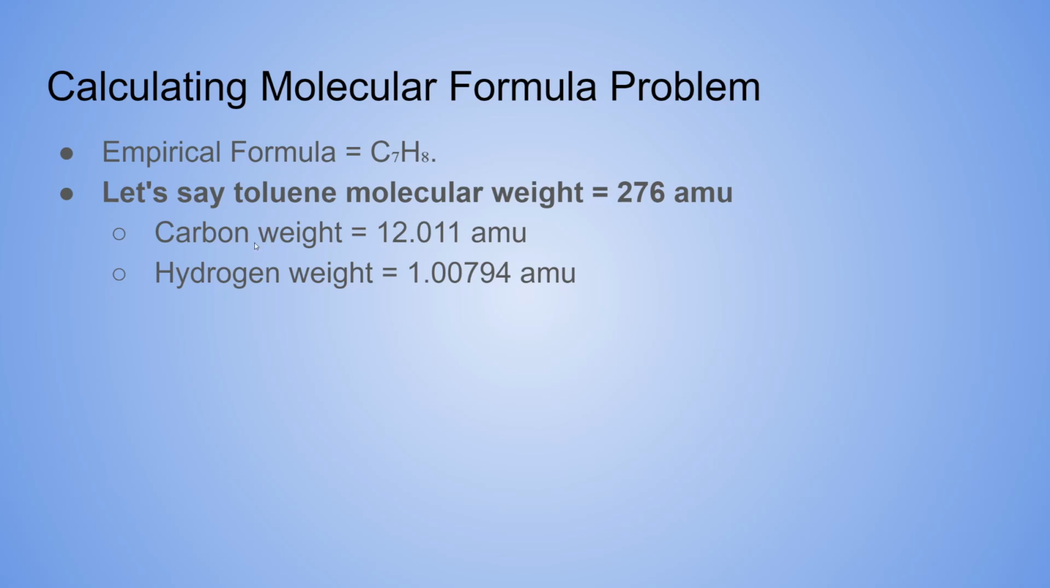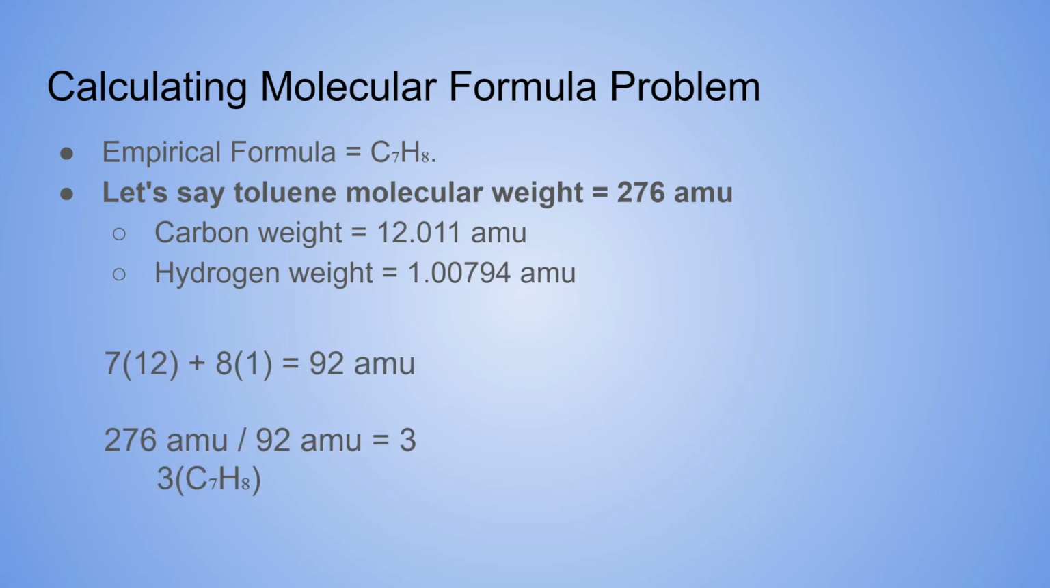So like I discussed before, the weight of carbon is 12.011 atomic mass units, and the weight of hydrogen is 1.00794 atomic mass units. But for the sake of this example, we're just going to simplify it to 12 and 1. All right, so first we're going to multiply 7 times 12, because there's 7 carbons, and 8 times 1, because there's 8 hydrogens, to get us 92 atomic mass units from here. Now, we need to get to 276 atomic mass units.